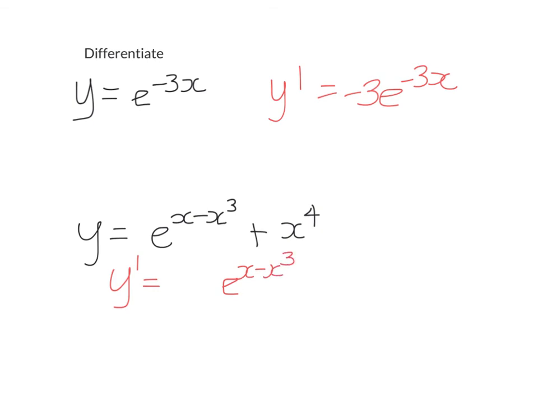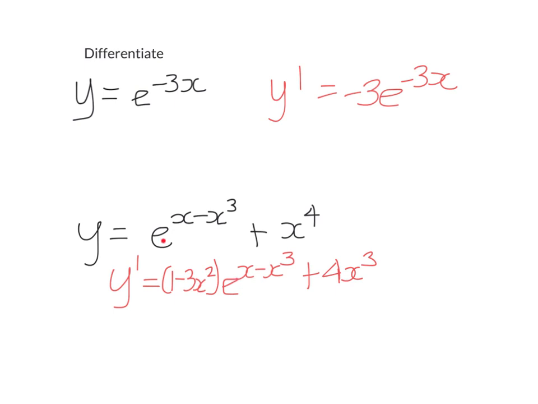So what we're going to put out the front, we're going to multiply by the derivative of the power. So the derivative of x minus x cubed is just derivative of x, derivative of minus x cubed. And we put in brackets because we're multiplying the whole thing by the e. Okay, so that's the first term. This term differentiated gives that. And of course, the derivative of x to the power of 4 is just 4x to the power of 3. And we're done. It looks a little complicated, but that is our final answer.